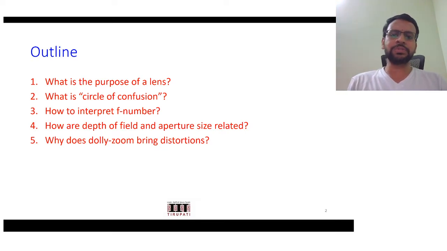First, what is the purpose of a lens? Then, what does it mean by a circle of confusion, or why do we call it a circle of confusion when there is a blurring in certain regions? Third, how to interpret the F number. Fourth, how depth of field and aperture size are related. And finally, why does dolly zoom bring perspective distortions? We will go one by one.